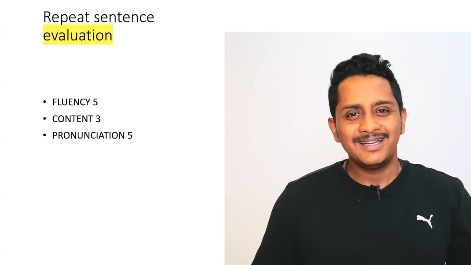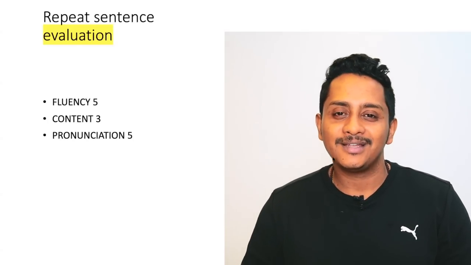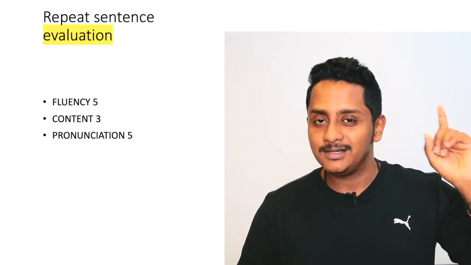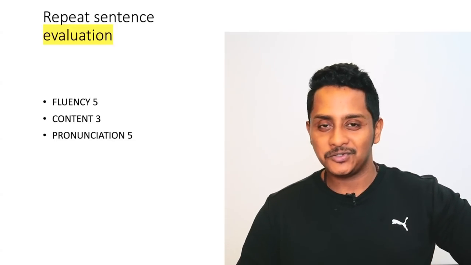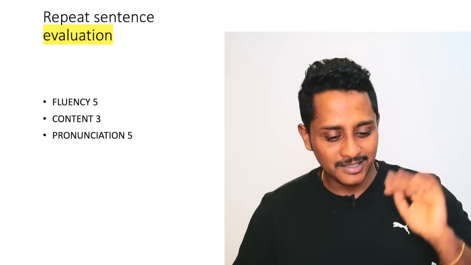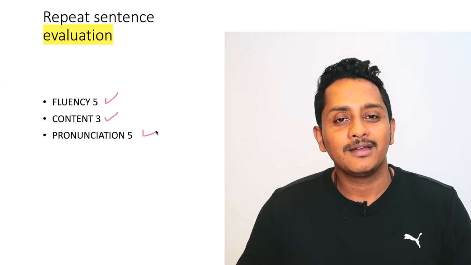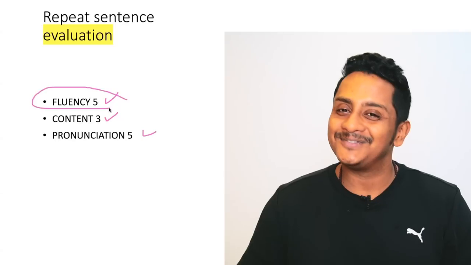How are you evaluated? Same thing, right? Content, pronunciation, fluency. Here Pearson has written fluency 5, content 5, pronunciation 5. But what gives marks is fluency. Here they have written fluency 5, content 3, pronunciation 5. But what gives marks? It's the fluency.